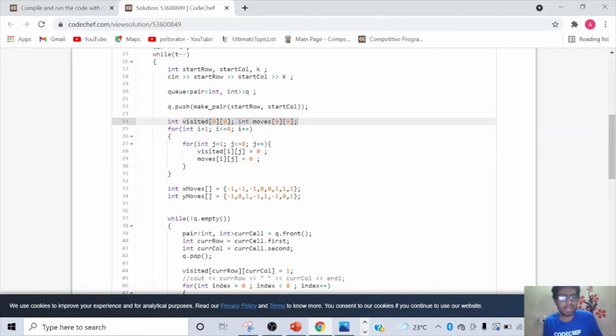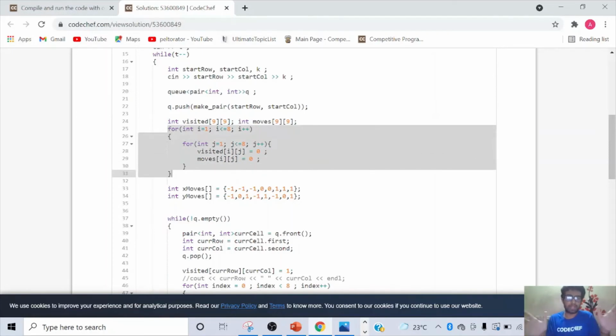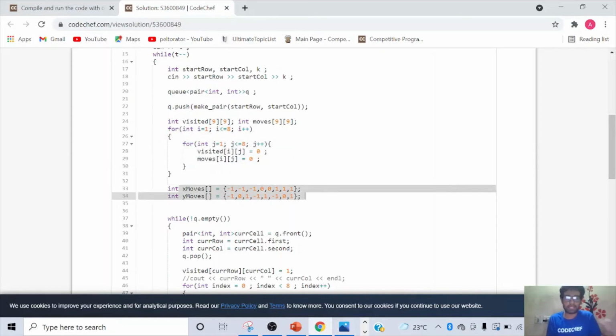So why are these 9 by 9? Because we're using one indexing and the chessboard is from 1 to 8, rows 1 to 8, columns 1 to 8. Hence these arrays are 9 by 9. Now, what is this loop? This loop is nothing but we just set all the values of both these arrays to be 0. Then we have the x move and y move arrays as discussed.